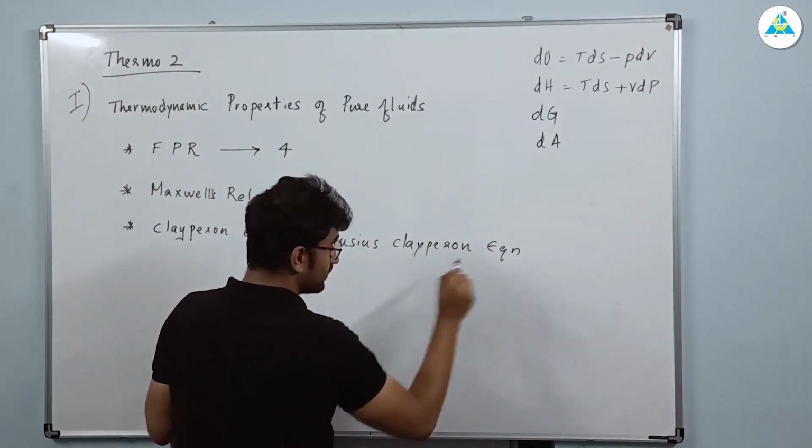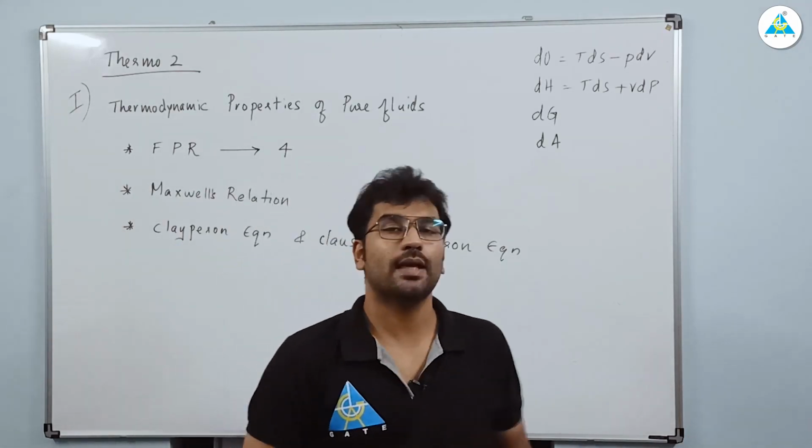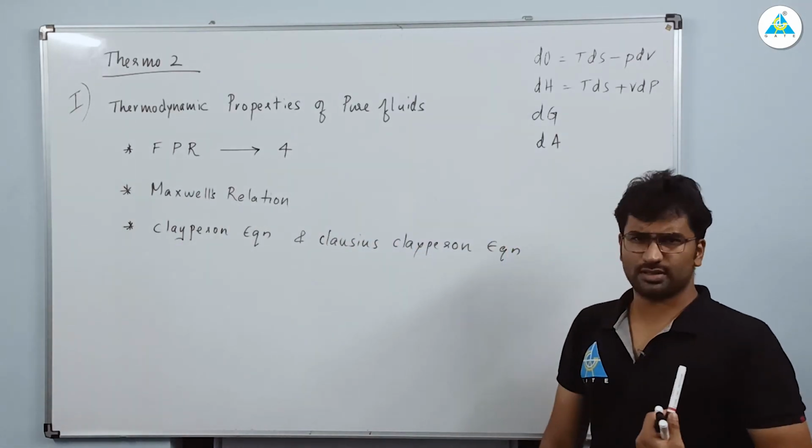I don't know whether my spellings are correct or not, but these are the 2 topics you have to go through. Clear? So Clausius-Clapeyron and Clapeyron. These are the next 2 topics we have in this.